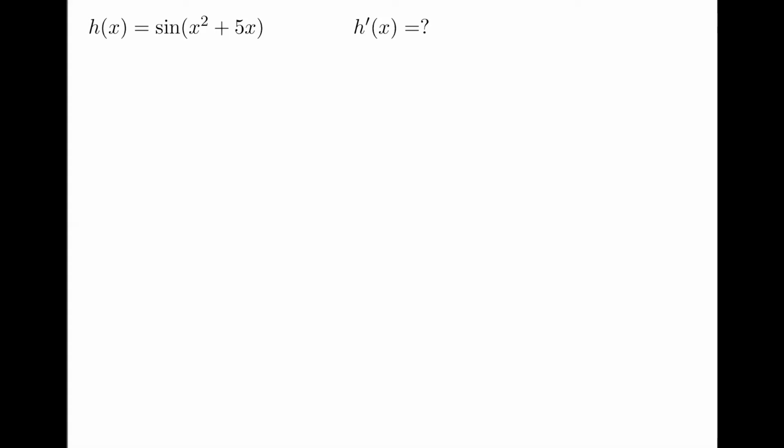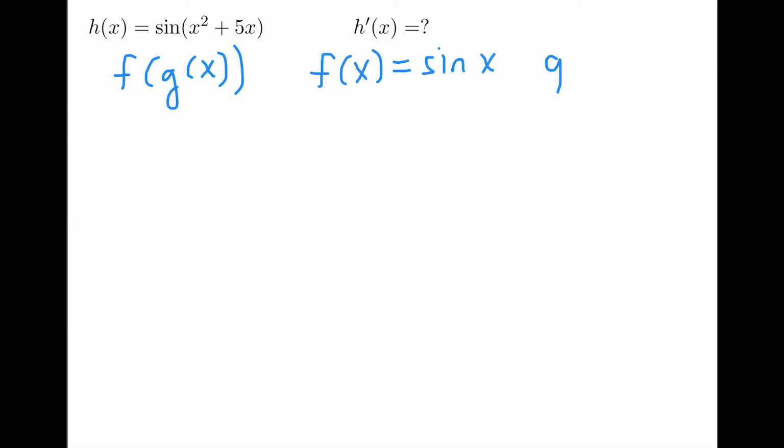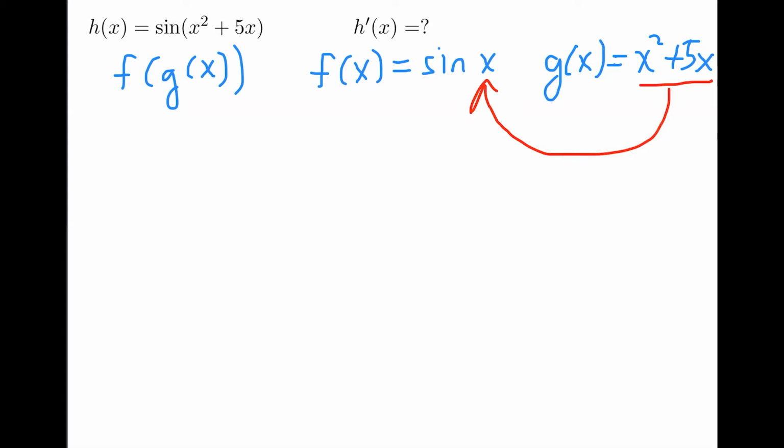For our first example, we'll proceed really formally. In other words, we are given this formula, h of x equals the sine of x squared plus 5x. We're going to think of it really carefully as what is h of x? Well, it's f of g of x. And in what way is it f of g of x? Well, if f of x is equal to the sine of x, and if g of x is equal to x squared plus 5x, then think about what f of g of x is. It's going to be take x squared plus 5x and put it inside of the sine function, and that gives us exactly the thing that we have right here.